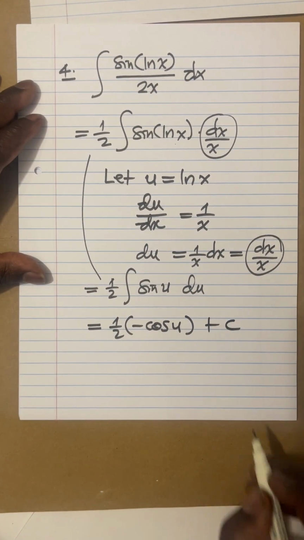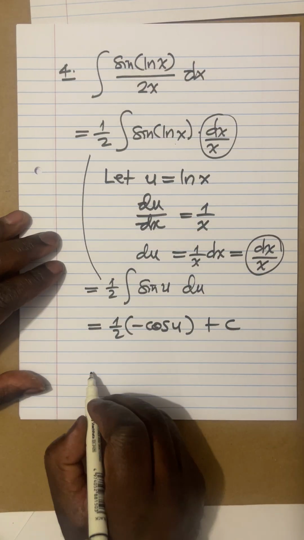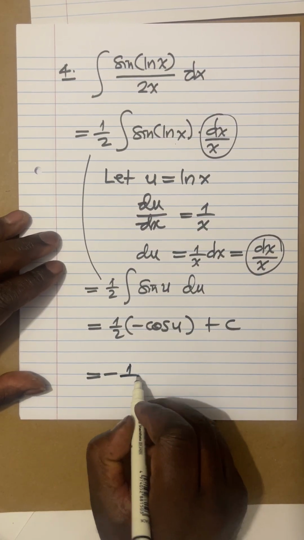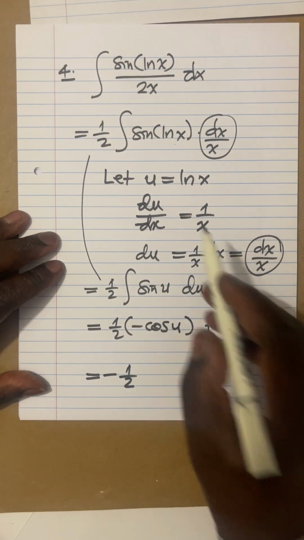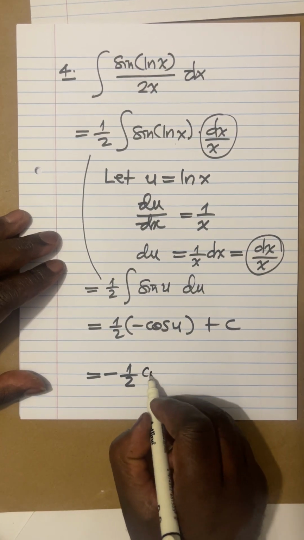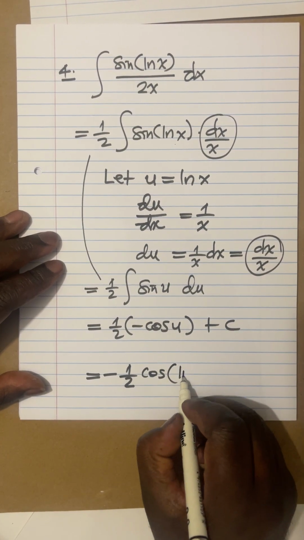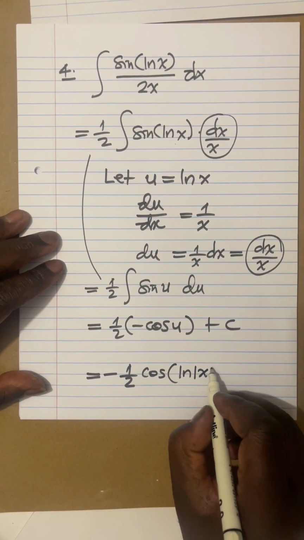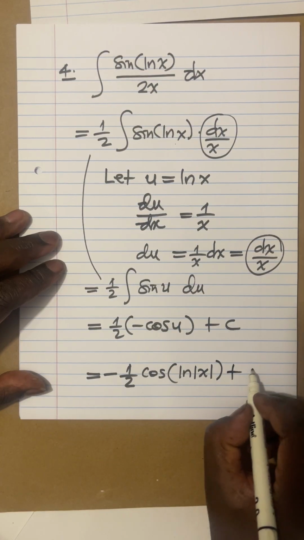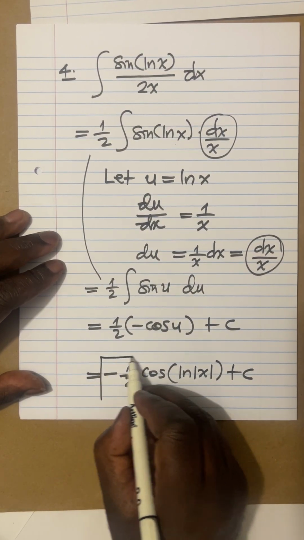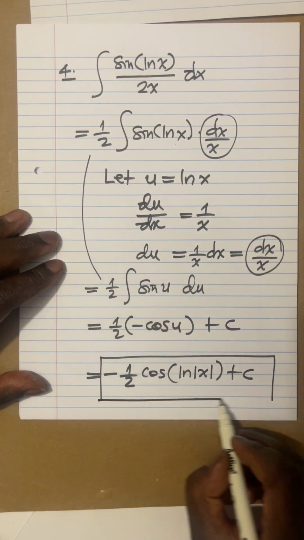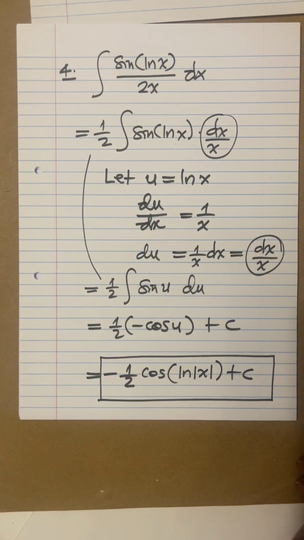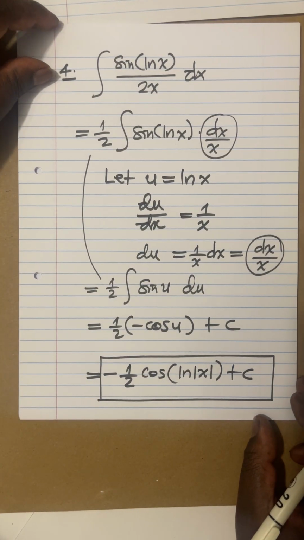Of course, we're dealing with indefinite integrals. So this finally changes to minus half. But what is u? u is natural log of x. So this will be cos of natural log of x. We use absolute value there plus c. And that's our final solution to integral number 4. Right, let's move to integral number 5.